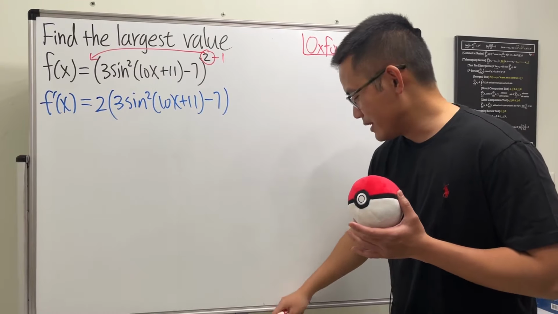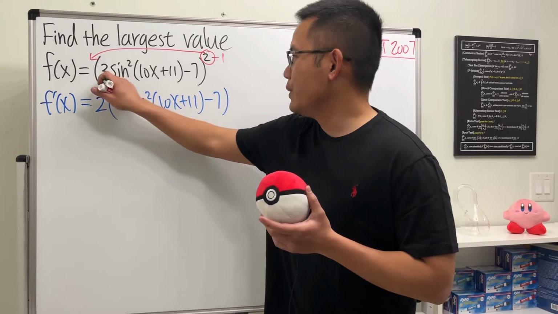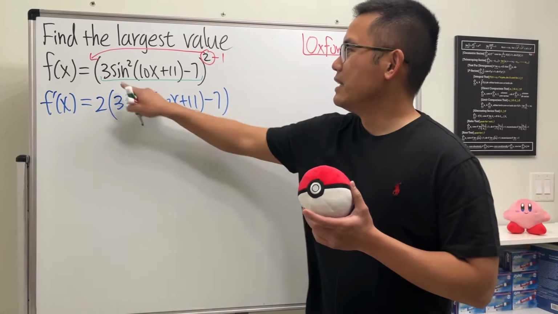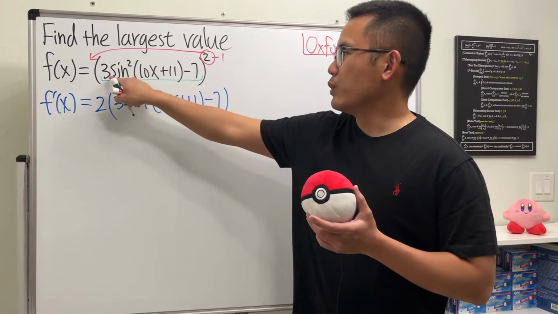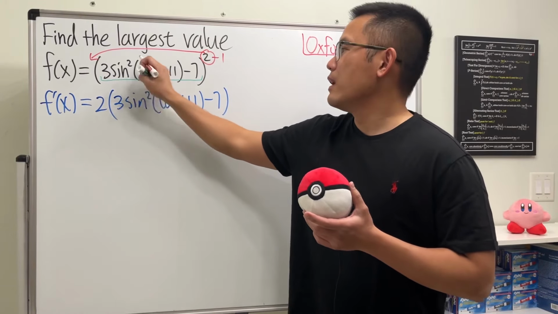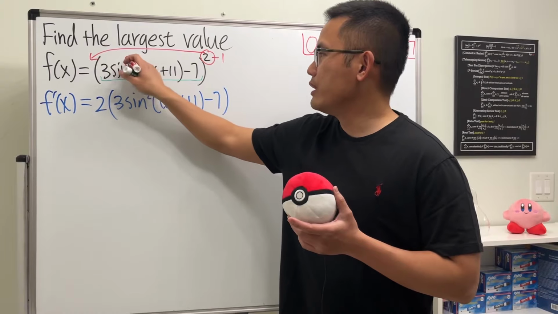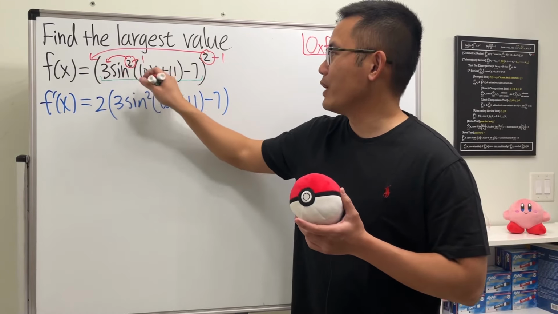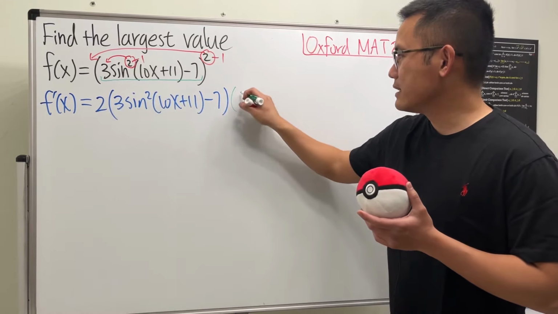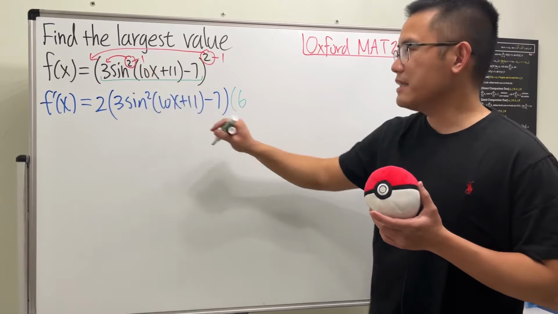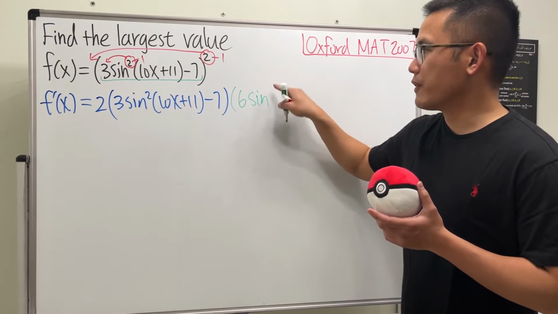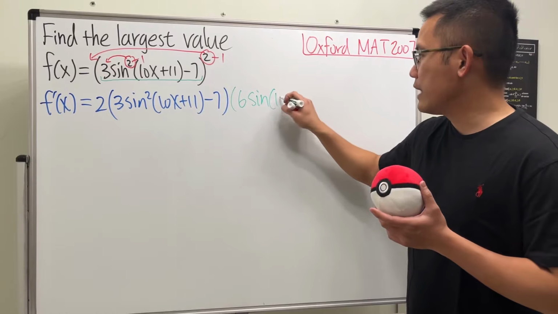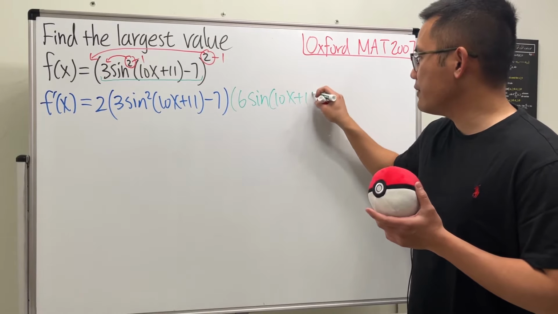So let's use the green pen. Here we will have to differentiate the inside. Well, the derivative of 3 times that, we'll just do 3 times that, right? Well, for this one, we will have to bring the power to the front, and then minus 1. So that will actually give us 6. And then the sine stays, and it's actually sine to the first power, and we will have 10x plus 11.